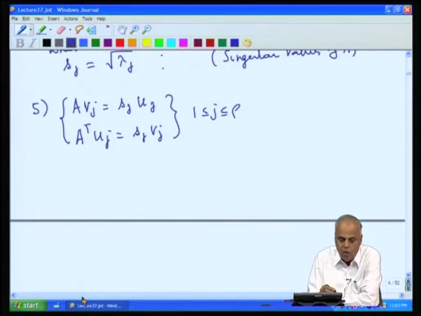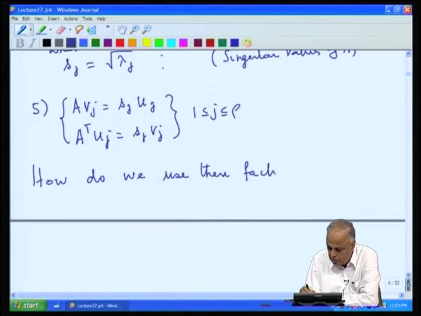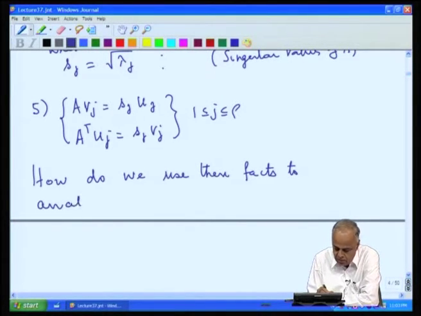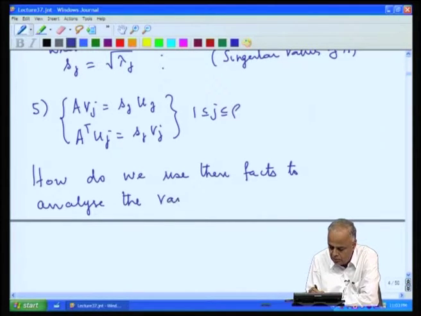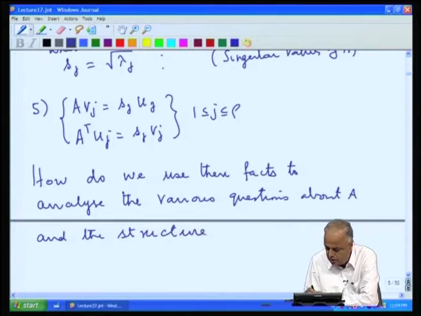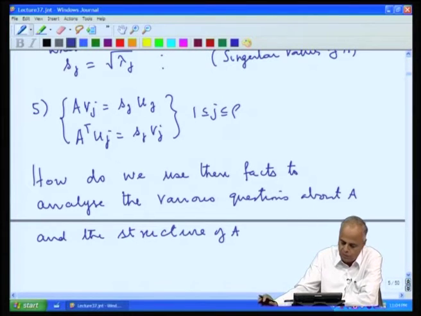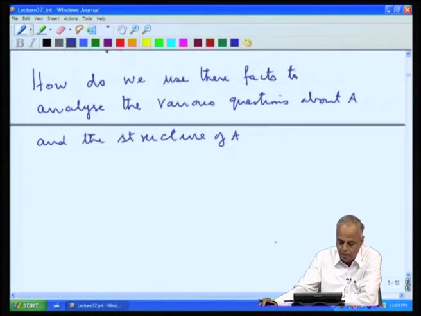Now, we shall see how we use these facts to analyze the various questions about A and the structure of A. So, we would like to look at the general structure of an m by n matrix, and we want to look at the answers to the various questions that we raised about the matrix A. To this end we shall now begin our analysis of a general matrix using these facts.